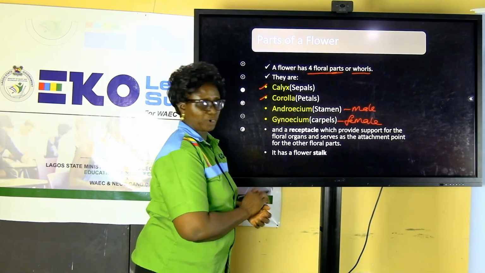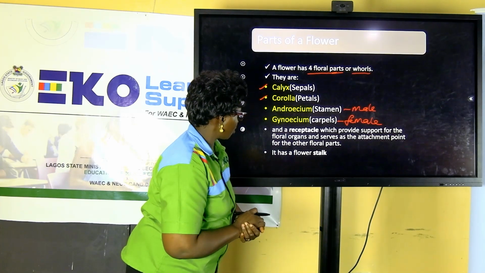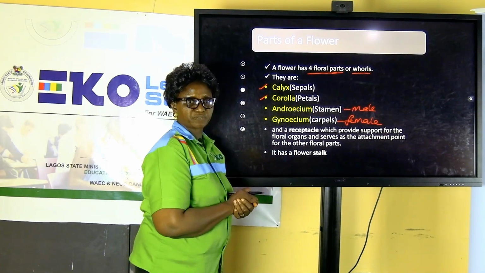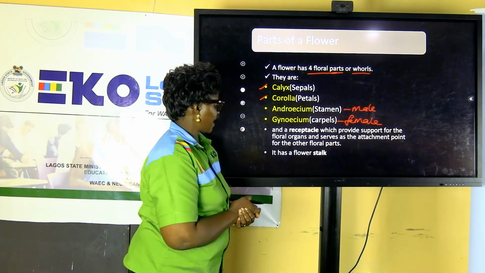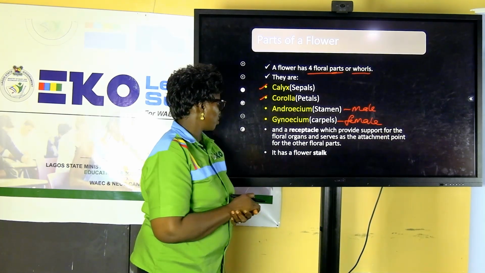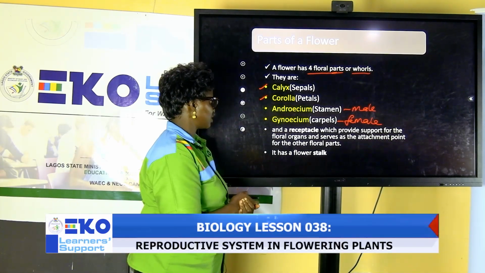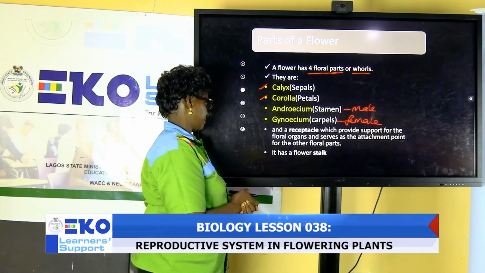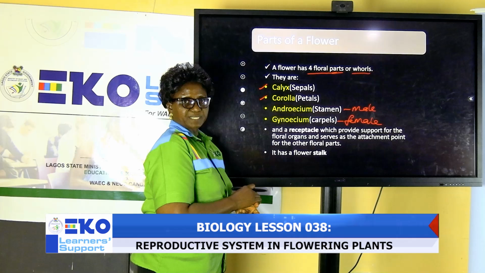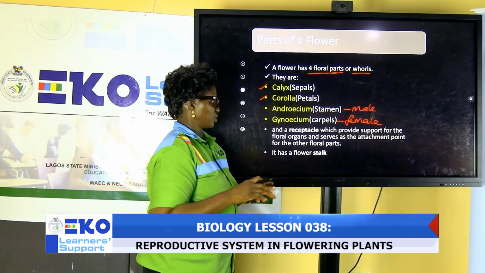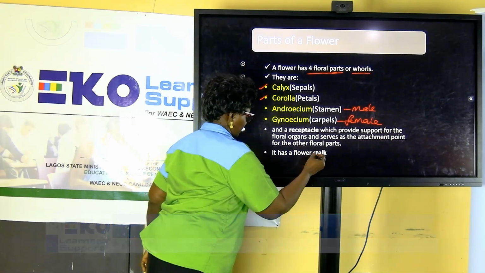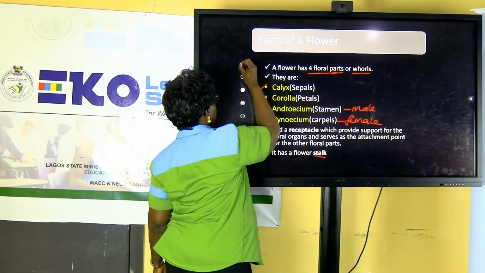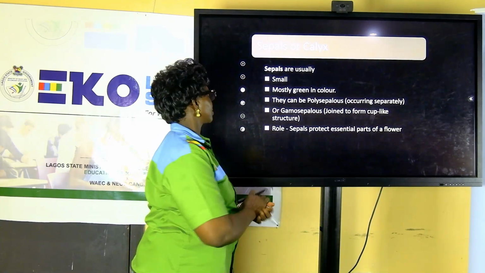All of these 4 floral parts are borne on what is called the receptacle, which provides support for these floral parts. This receptacle serves as the attachment point for the other floral parts. The receptacle continues to join to the plant on what is called the stalk. So basically, a flower is considered to have these features.